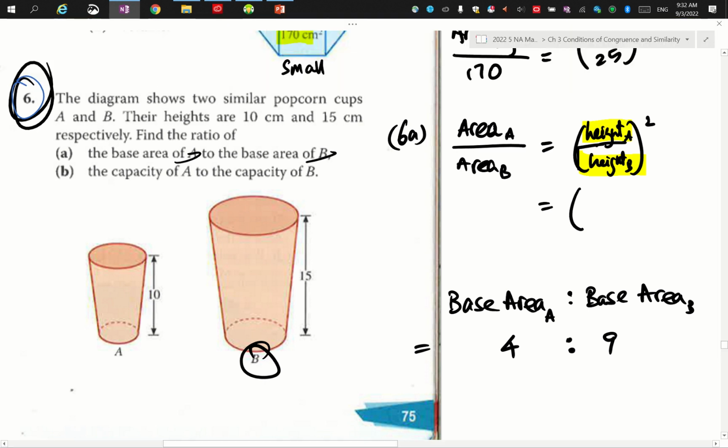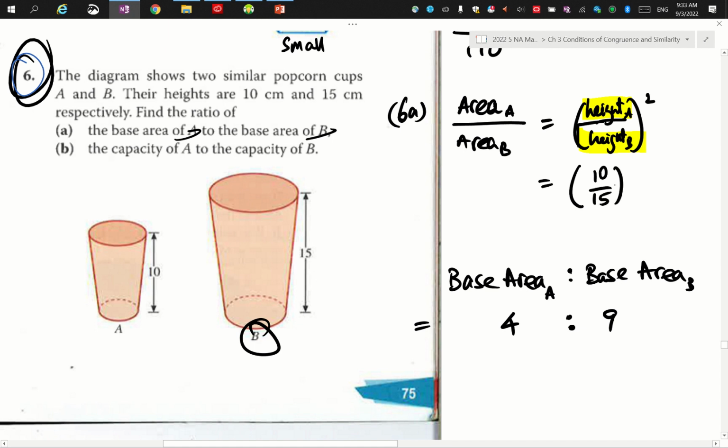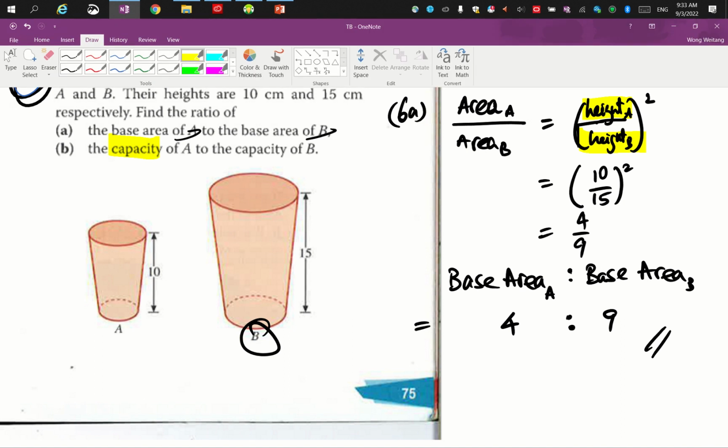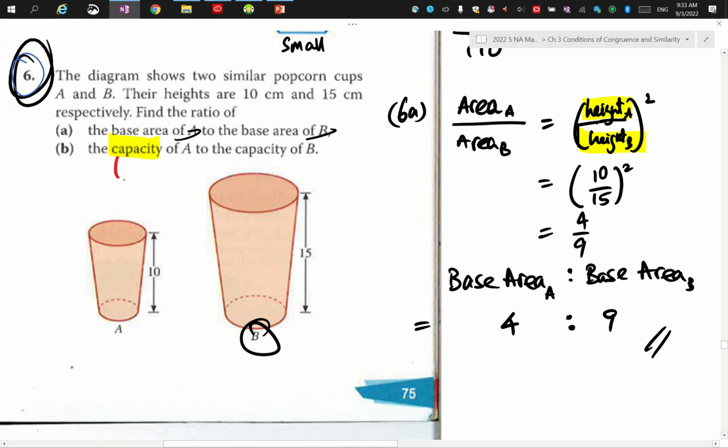So height A over height B, 10 over 15. Then you square this, you get 4 over 9. Then final answer here. Okay, Javier? Part B, capacity of A to capacity of B. Now capacity is related to volume. So it's asking for the amount of space that it has. In other words, its volume.